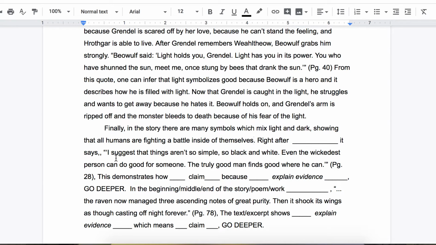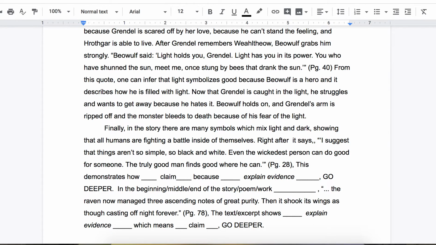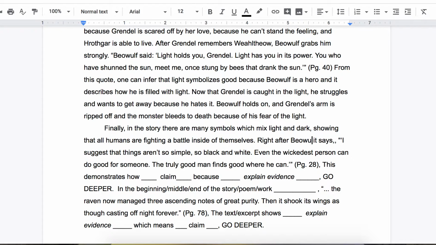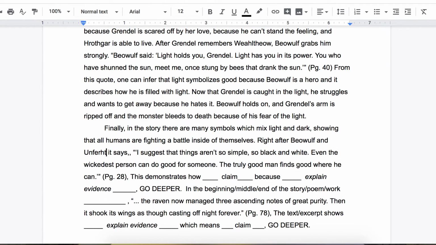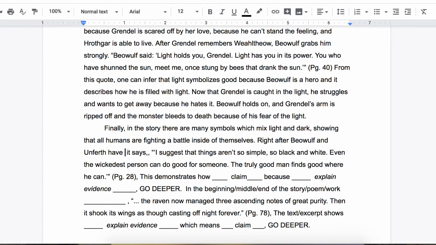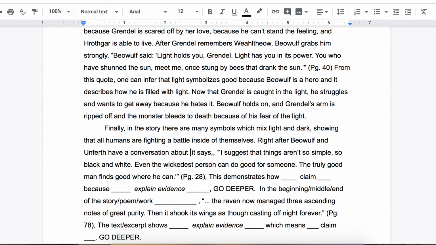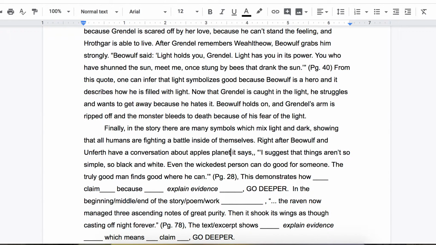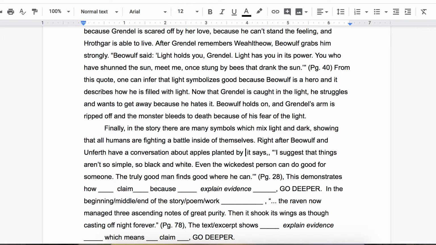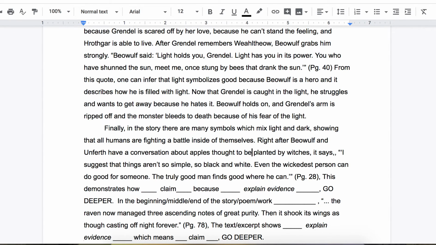Okay, so when does this happen? I suggest that things aren't so simple, so black and white. Even the wickedest person can do good for someone. The truly good man finds good where he can. So this is right after they have a conversation about apples. Right after Beowulf and Unferth have a conversation about apples planted by witches. Let's say thought to be planted by witches.